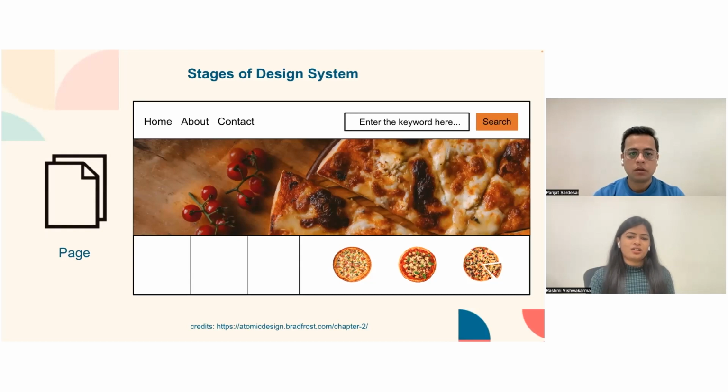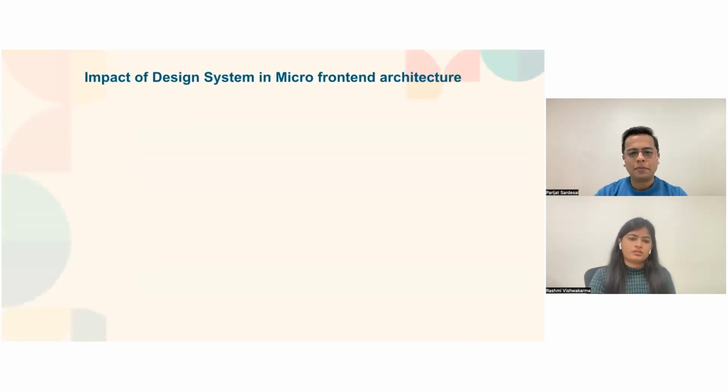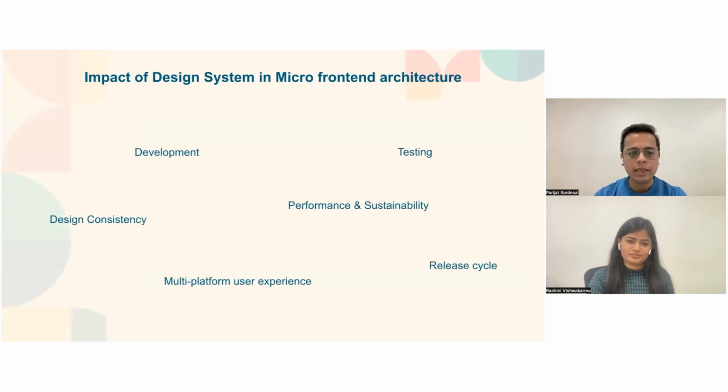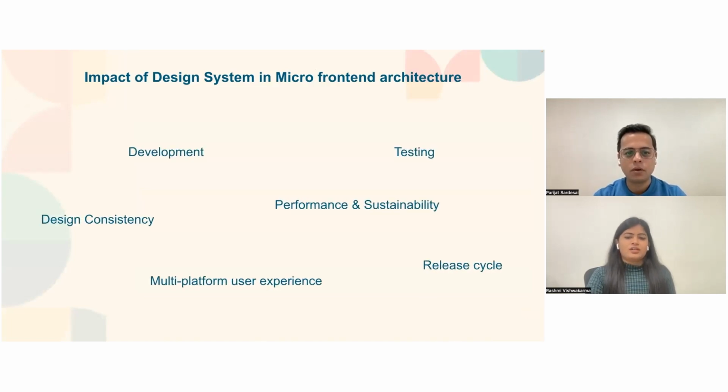Okay. So now we have understood the challenges with micro front-end architecture. We have understood design system, but I'm still contemplating how they are linked to each other. Look here. The design system actually affects all these areas. So what I understood is design system impacts the application 360 degrees. Yes, it does. Can you explain to us how?